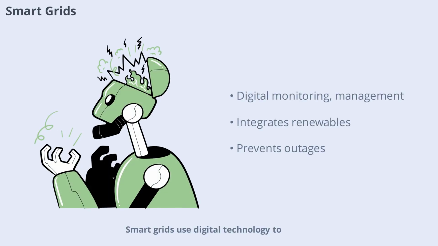Smart grids use digital technology to monitor and manage electricity flows more efficiently. They can quickly respond to changes in demand, integrate renewable energy, and help prevent outages. Smart grids are a key part of the transition to a more flexible and resilient energy system, benefiting both consumers and producers.